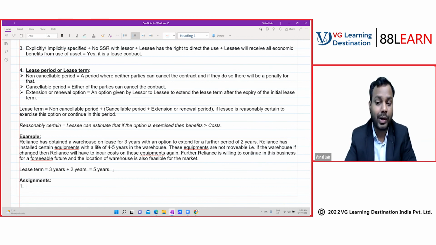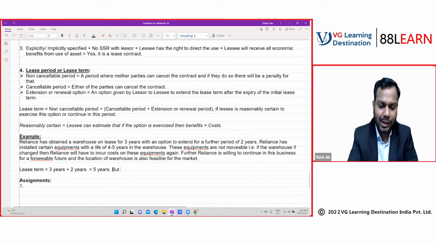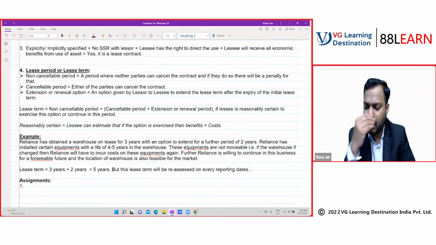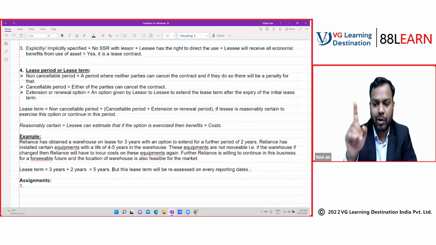Yes, in the initial go itself, we consider it as a 5-year lease. But I'll write here one more thing. This lease term will be reassessed on every reporting date. And if we think that at the next reporting date it is no more reasonably certain, then we can remove it off, subject to the renewal clause, right?